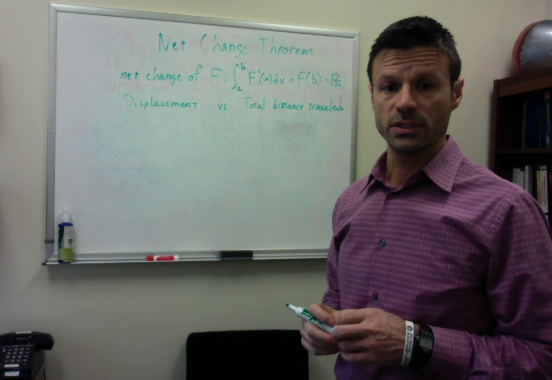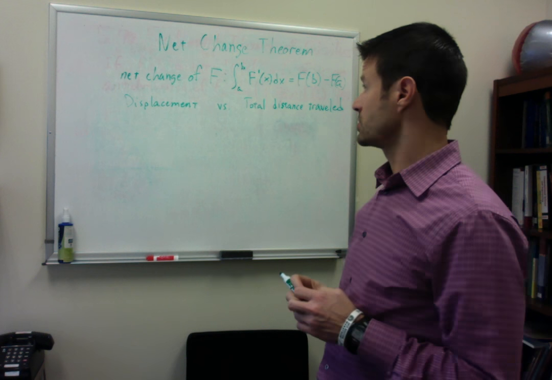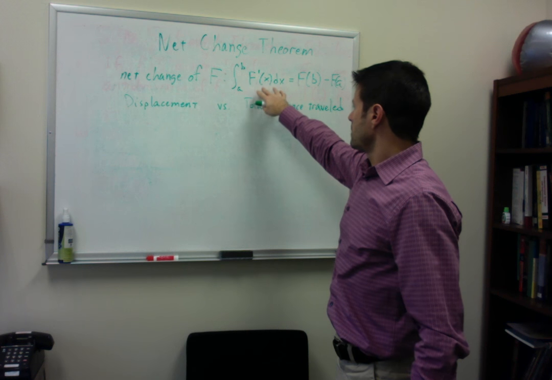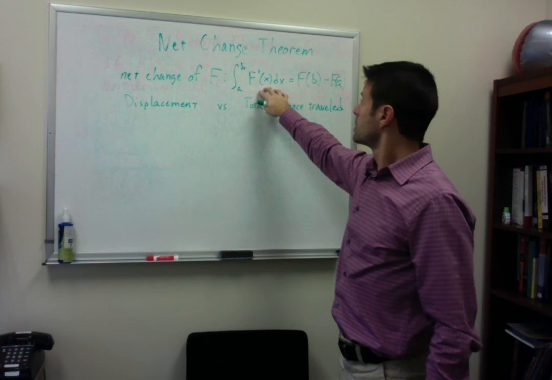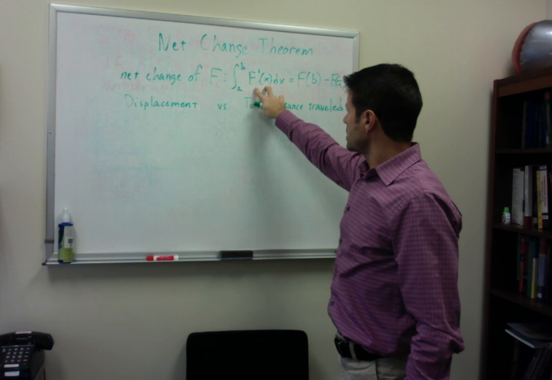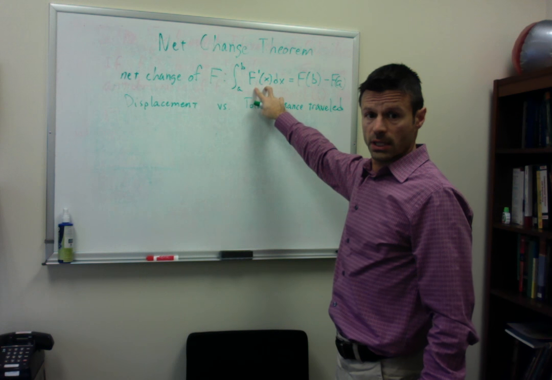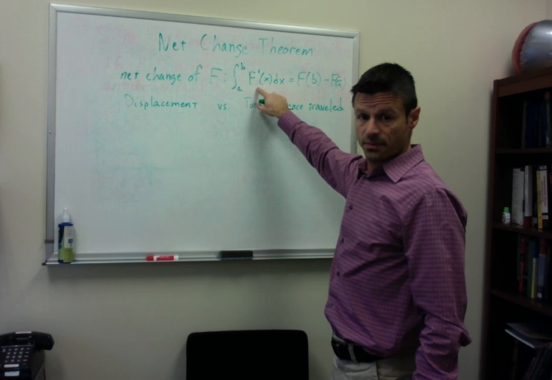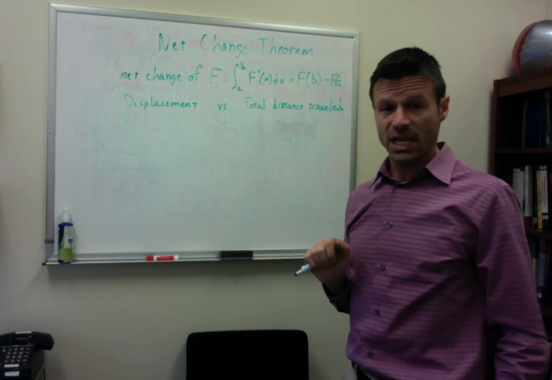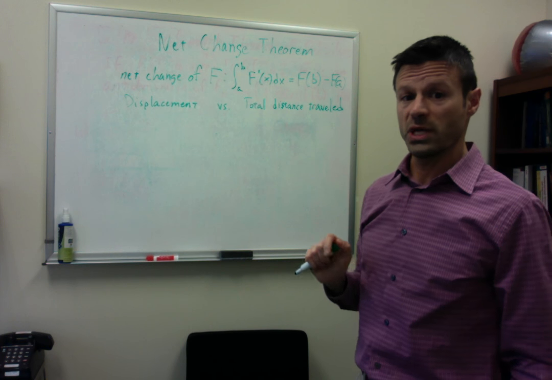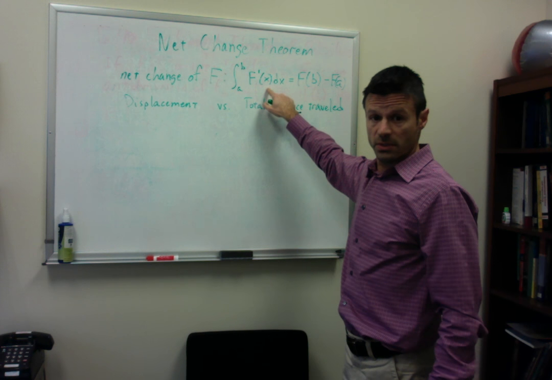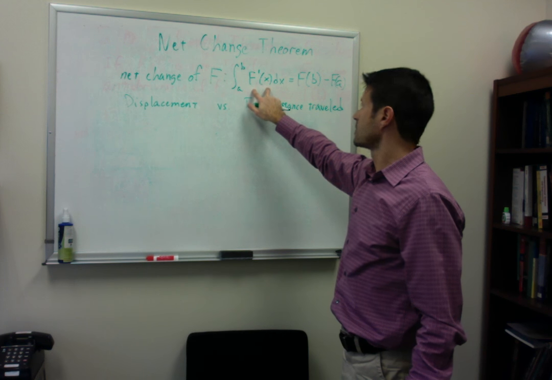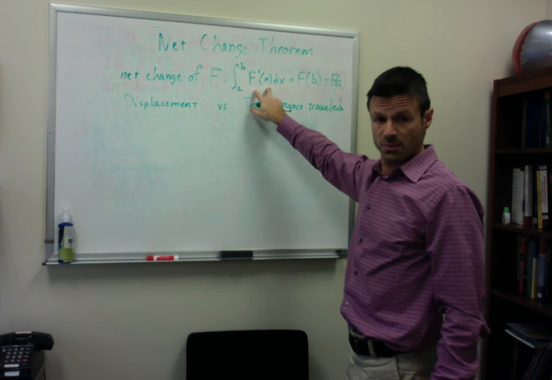So another topic that's covered in section 5.4 is this net change theorem. Previously, for the fundamental theorem of calculus, this integrand here was written as f, where we had an antiderivative, capital F. But since capital F is an antiderivative of f, we can replace that integrand f with f prime. This is still the same thing, okay?